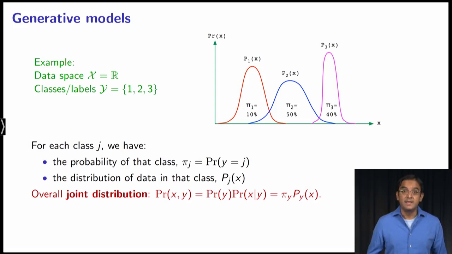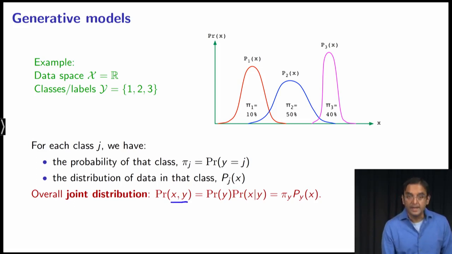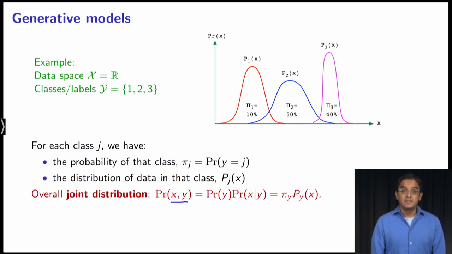So the probability of any pair xy is the probability of that label, y, times the probability of seeing data x under that label y. So the probability of x given y. Now the probability of seeing label y is simply pi sub y. And the probability of seeing point x under the distribution of label y is P sub y of x. So we have the full probability distribution over x and y.